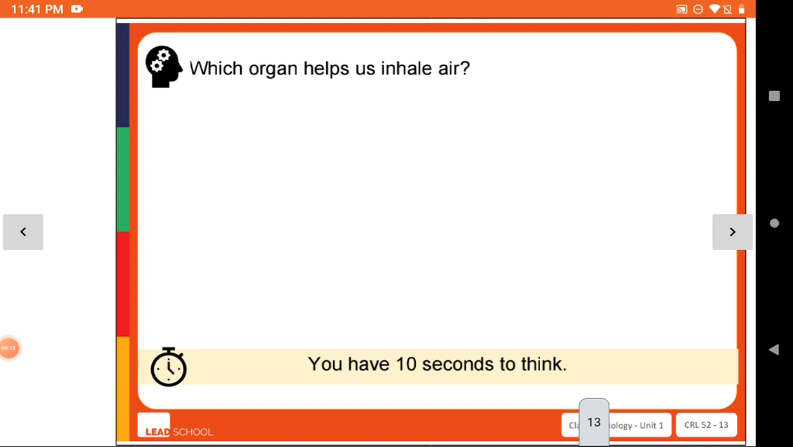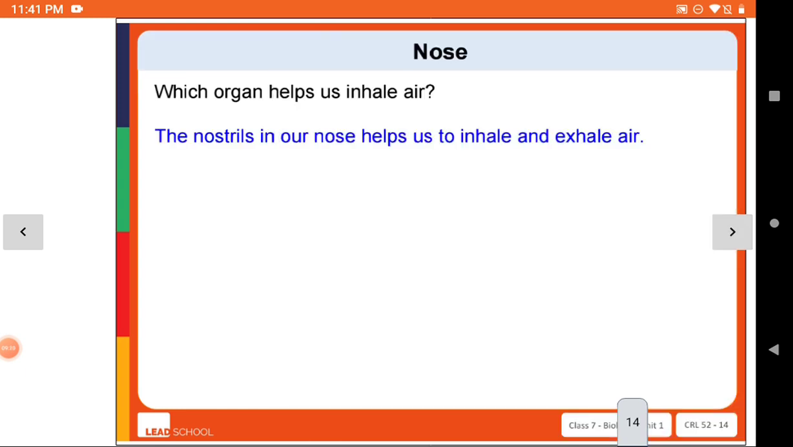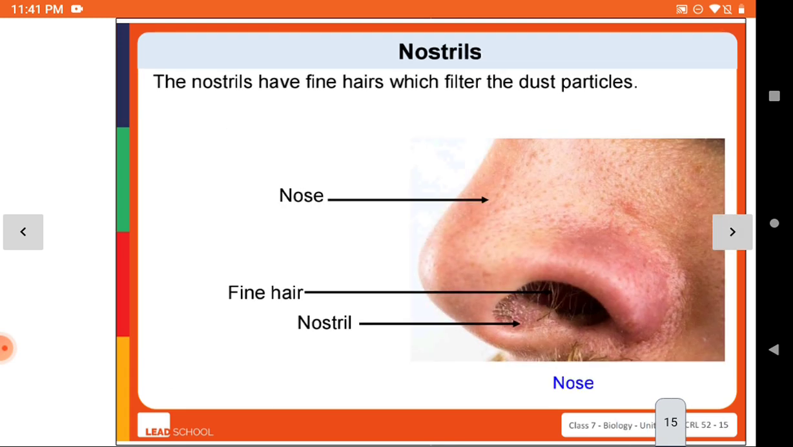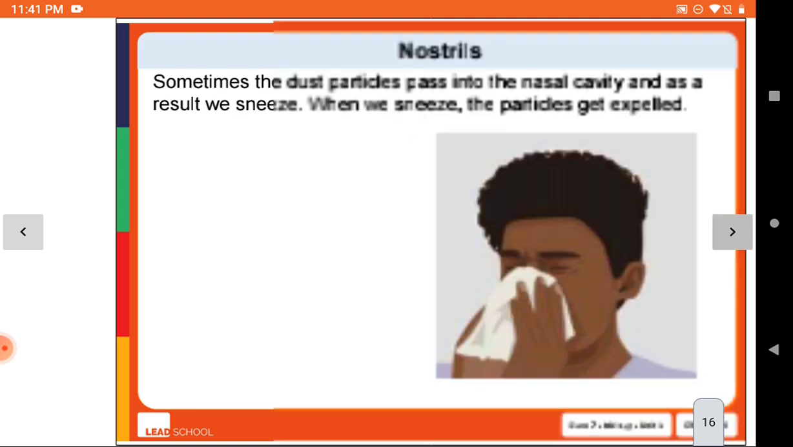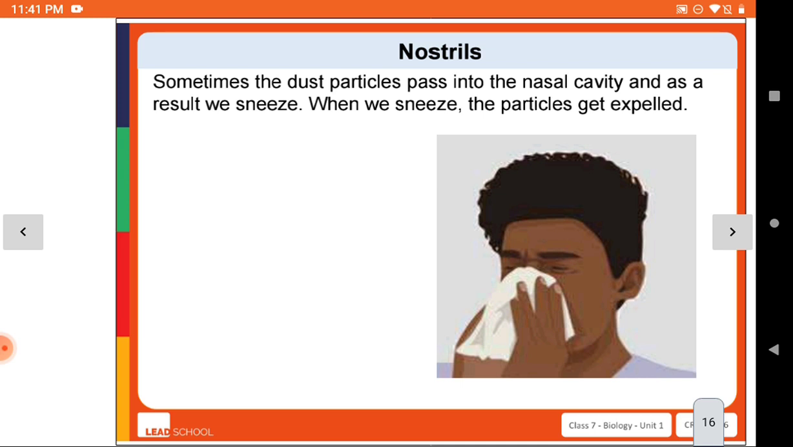Which organ helps to inhale air? We know the nostrils in our nose help to inhale and exhale air. The nostrils have tiny hairs that act as a filter for dust particles. Sometimes dust particles pass into our nasal cavity, and as a result we sneeze. When we sneeze, the particles get expelled.